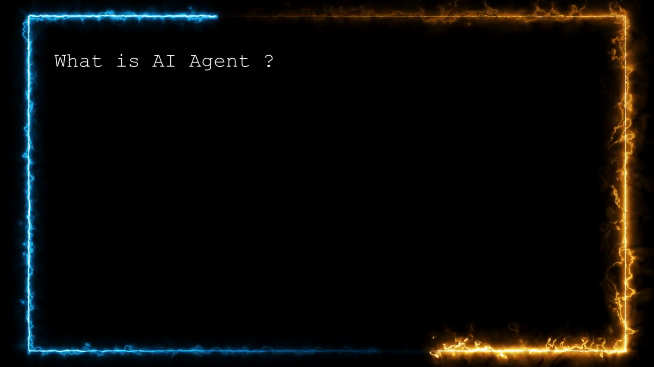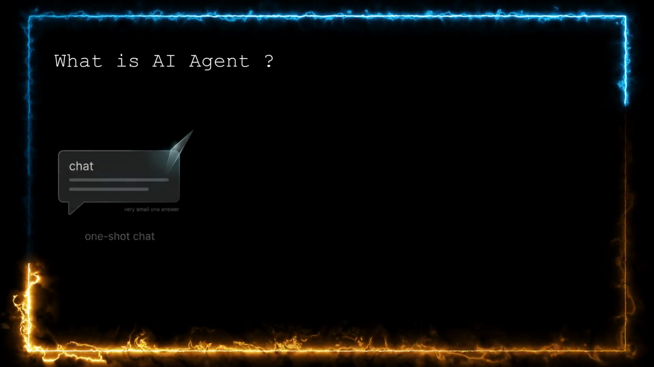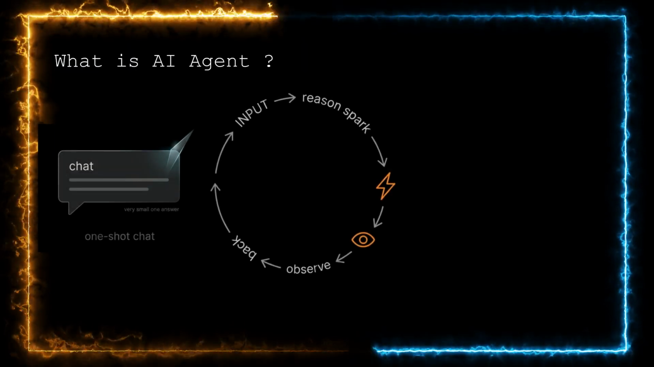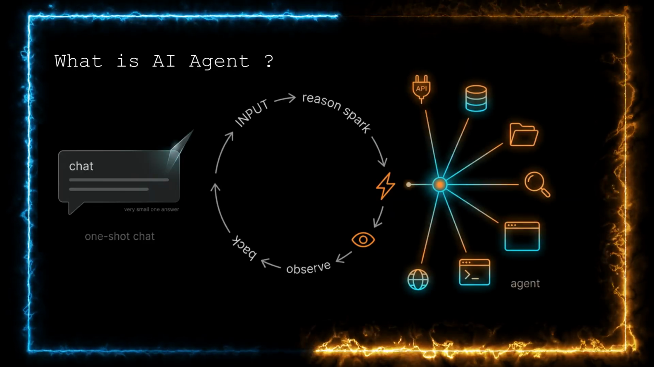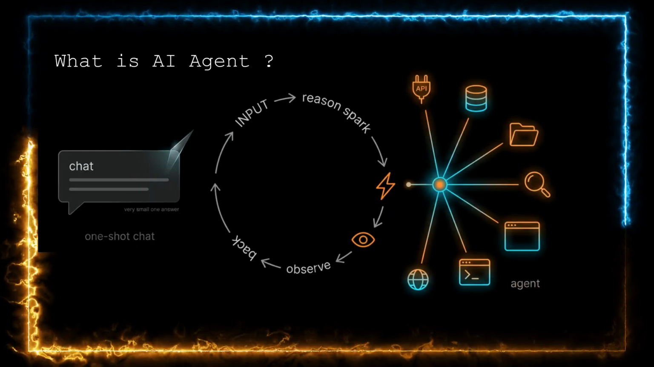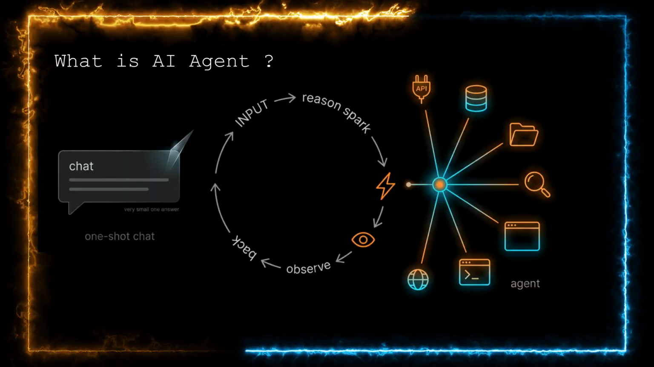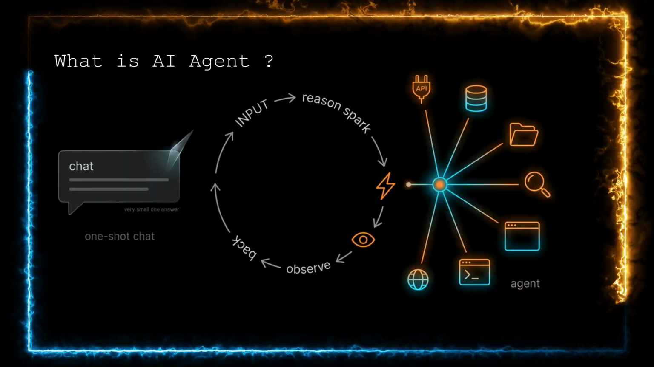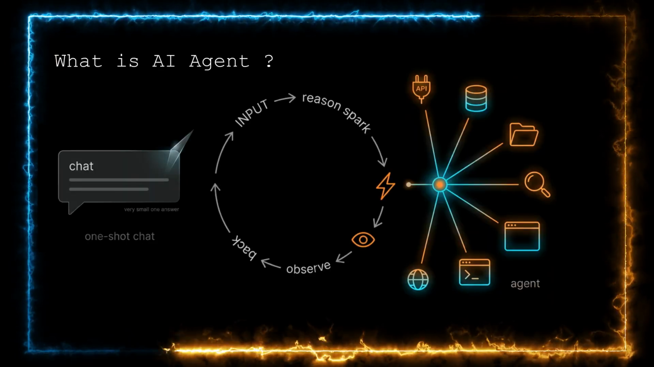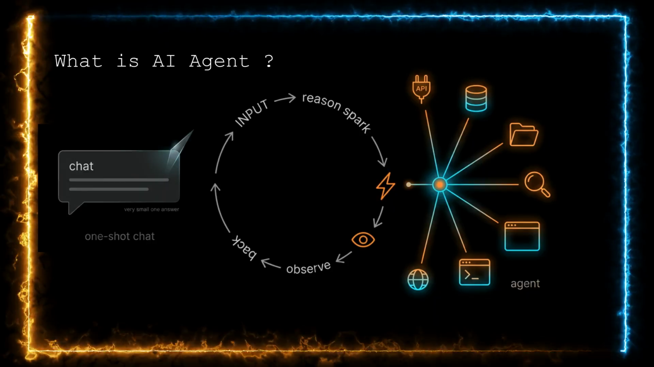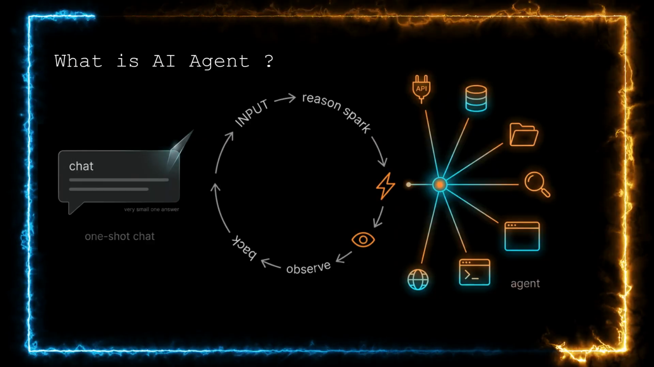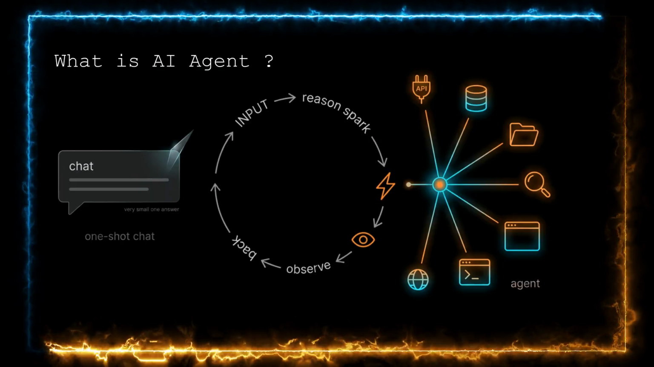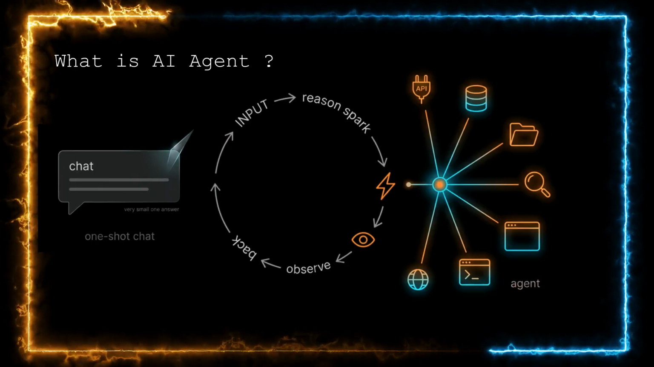An AI agent is not just a chatbot that returns text. It uses an LLM together with tools. Those tools can be APIs, databases, file systems, search engines, browsers, code execution, or other external systems. The important part is the loop. The model receives input, reasons about the next step, performs an action, observes the result, and then decides what to do next. That cycle is what makes the system feel agentic.